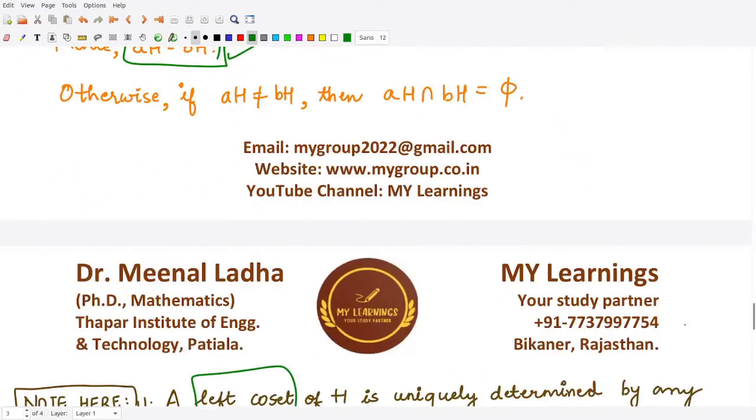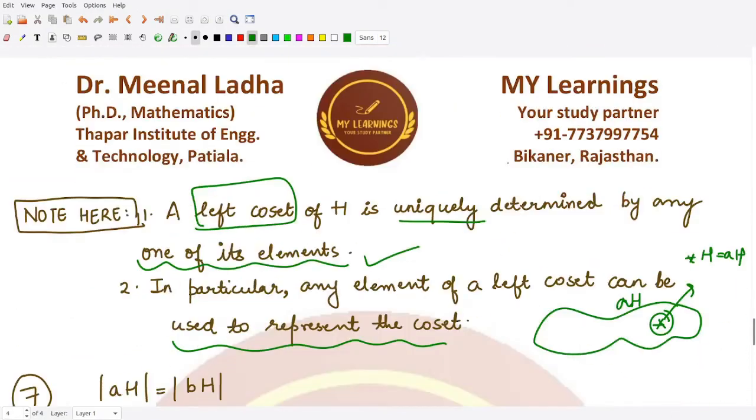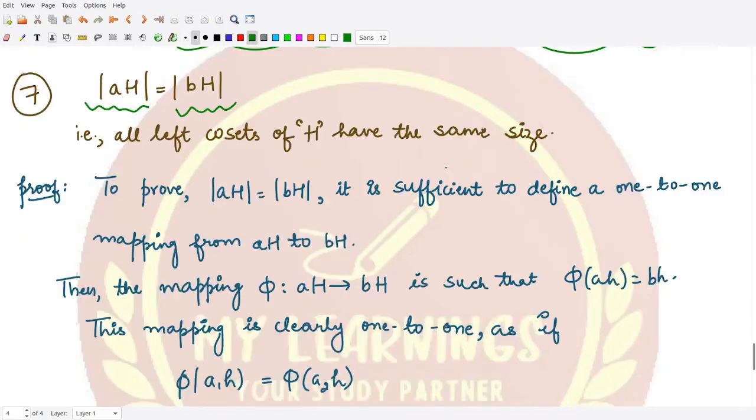Moving on to the next property, we wanted to determine whether the number of elements in AH is equal to the number of elements in BH, or whether they are different, and if different, what the number is and how we may find it. The next property tells us that the number of elements in the coset AH and the coset BH are equal to each other. So all the left cosets of H have the same size, correct?